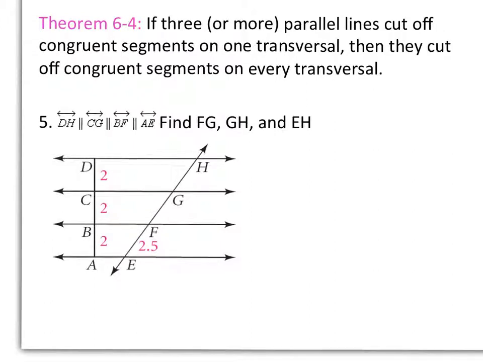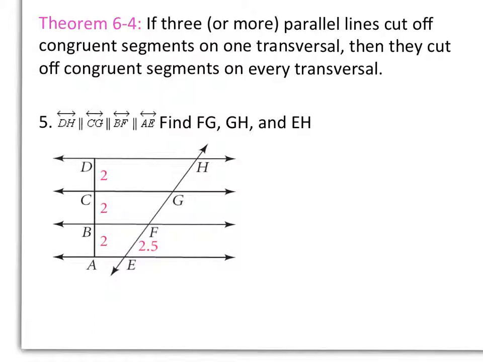Let's look at our last theorem and example for this section. Theorem 6.4 says if 3 or more parallel lines cut off congruent segments on one transversal, then they cut off congruent segments on every transversal. So number 5, we're told that line DH is parallel to line CG, which is parallel to line BF, which is parallel to line AE. We want to find FG, GH, and EH.